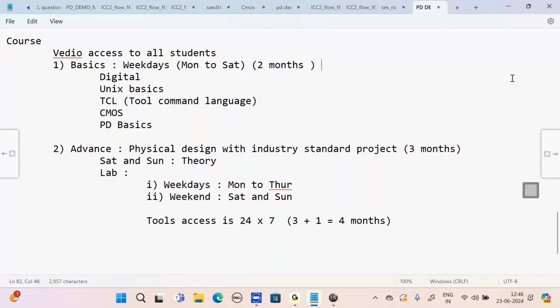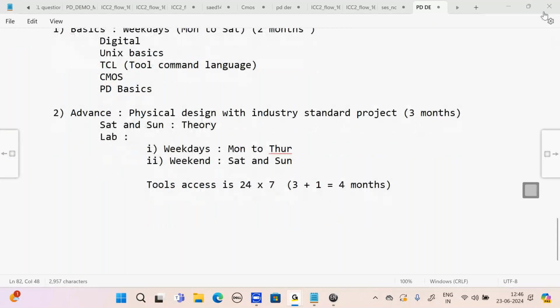Then what are your queries here? Online, I have answered: how many projects will be done? 2 projects will be done in advance. One project is done with the help of a mentor. The mentor will guide each and every step. Floor plan, this is a command. The mentor will do, you will also do parallelly. After doing one project, the second project you should do.